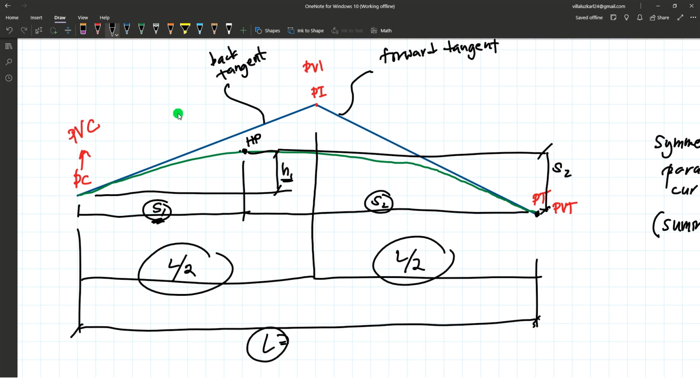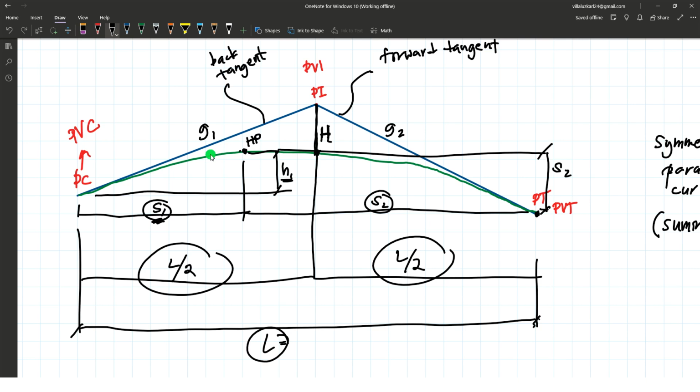So the back tangent and forward tangent have given grades, G1 and G2. Upward is positive, downward negative, from left to right. Okay. We also have here h, which is the vertical distance between PI and the curve. This one right here. This is h.